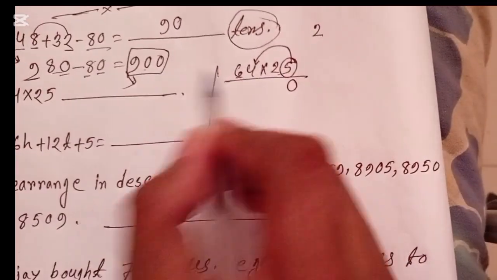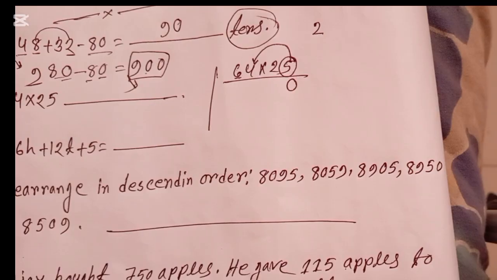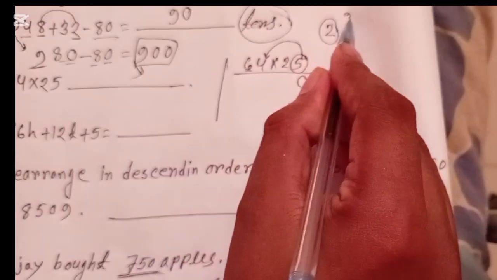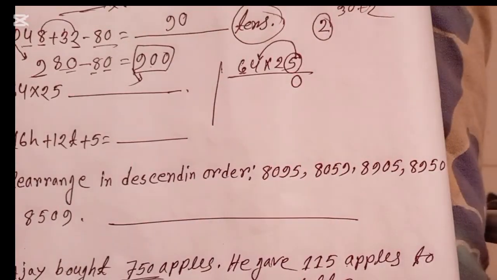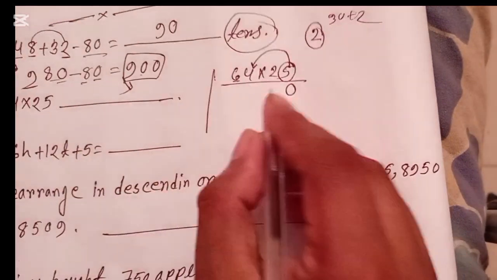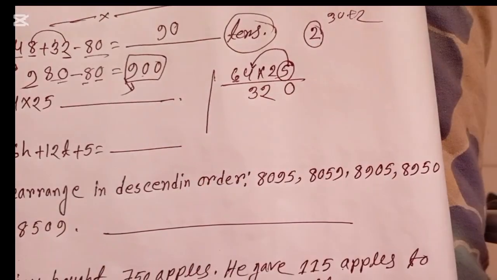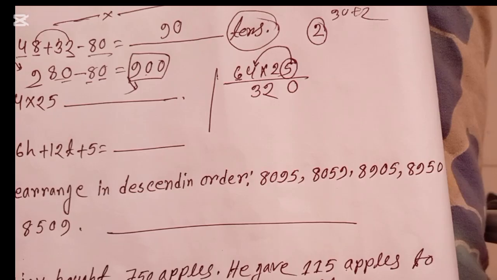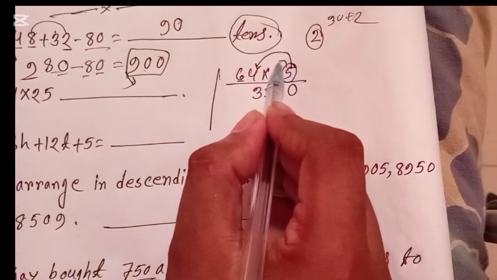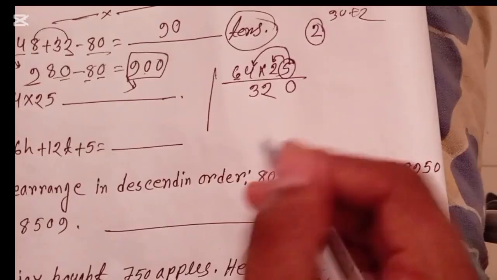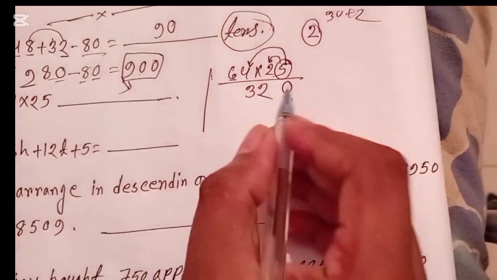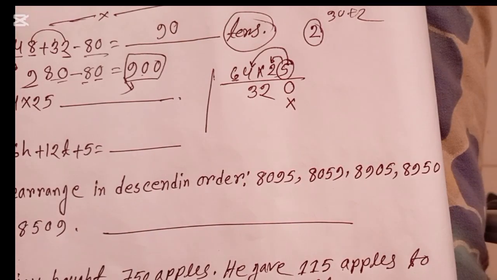Then 5 and 6, multiply 5 and 6. We know 5 6s are 30, and our carry was 2. So 30 plus 2 will be 32. So we write 32 here. So we get 320. Then our ones place digit is done. Then we have to go to the tens place digit. So we must put a cross or 0 here, then multiply by 2. So we need to know the times table of 2.